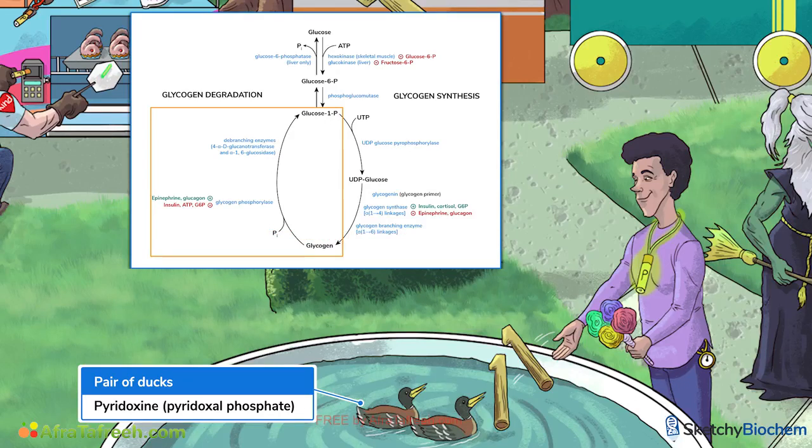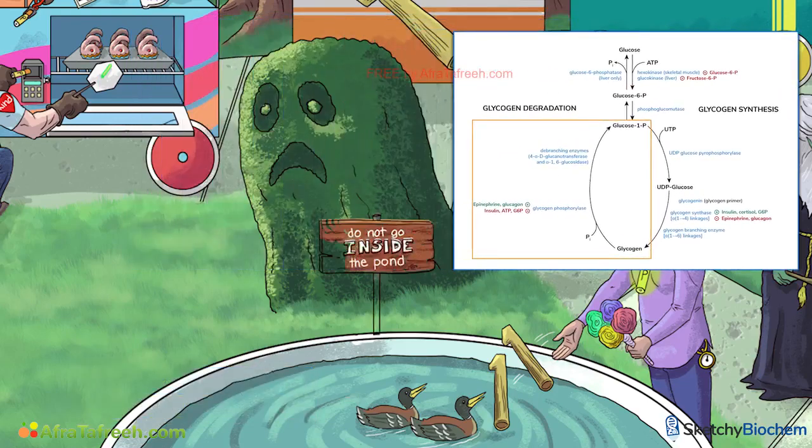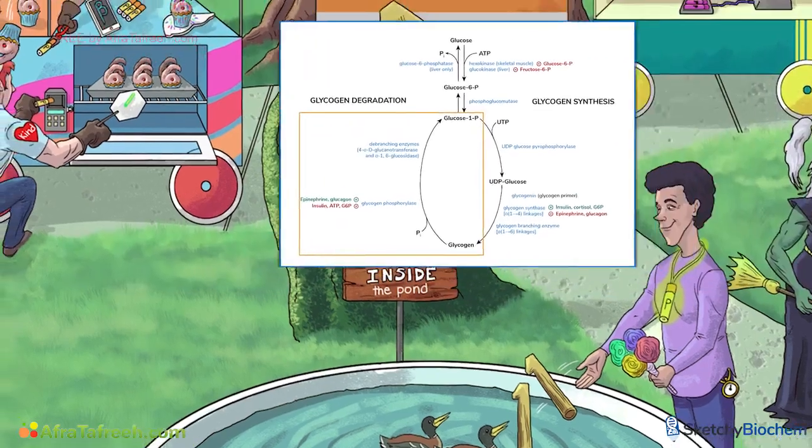Muddy and totally useless. Let's briefly discuss how glycogen phosphorylase is regulated. Glucagon, epinephrine, and AMP all activate glycogen phosphorylase. On the contrary, insulin, glucose-6-phosphate, and ATP inhibit glycogen phosphorylase. Please check out our glycogen regulation sketch for more information.